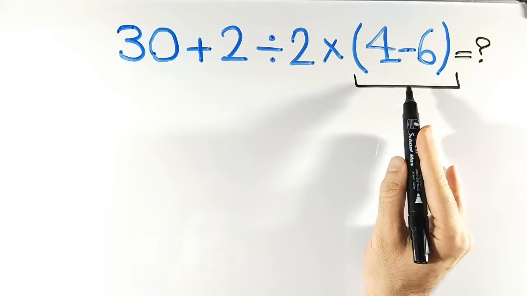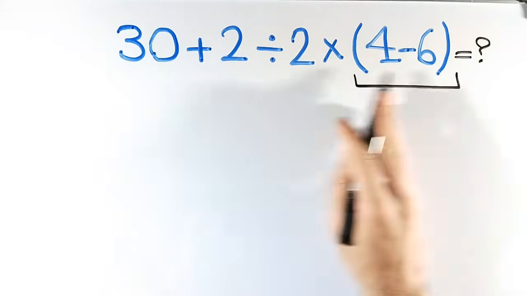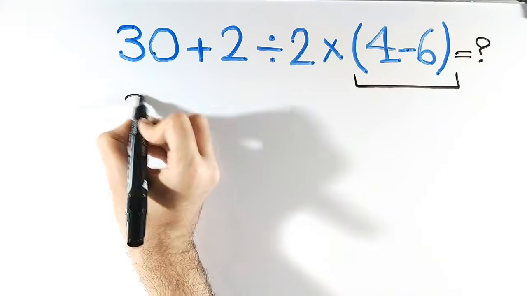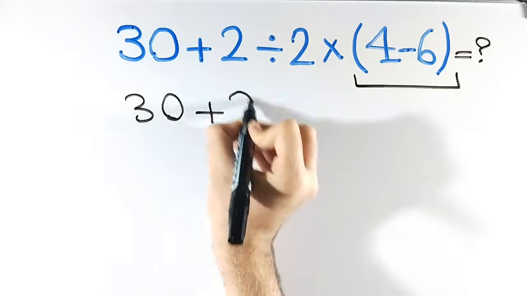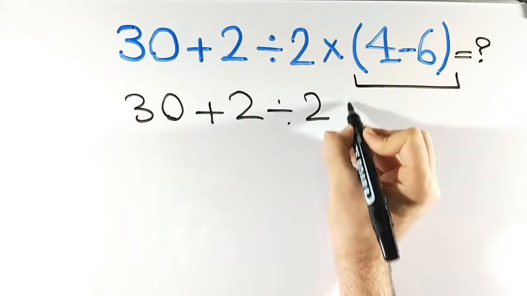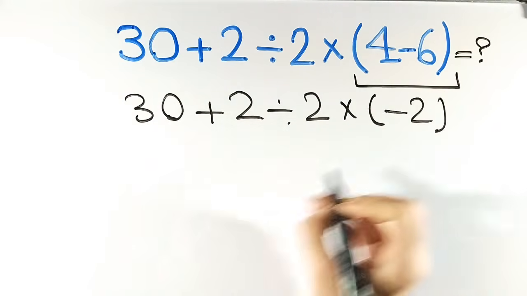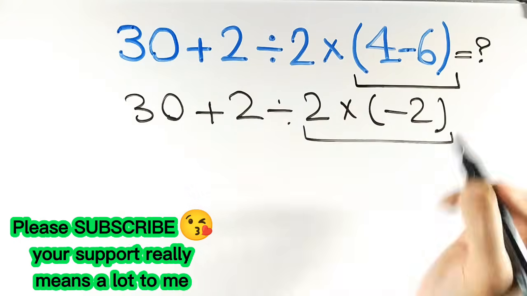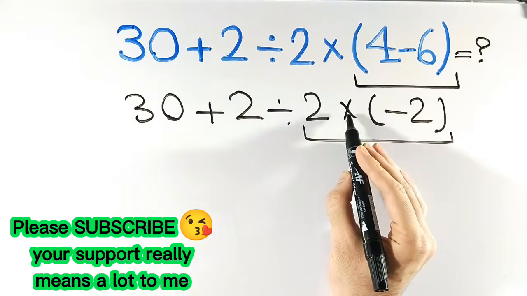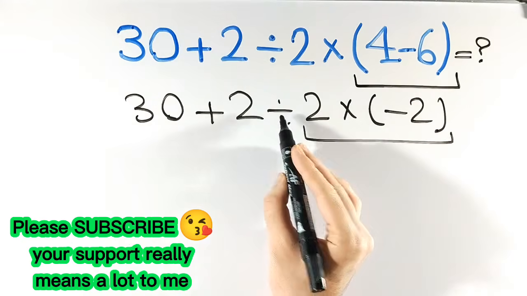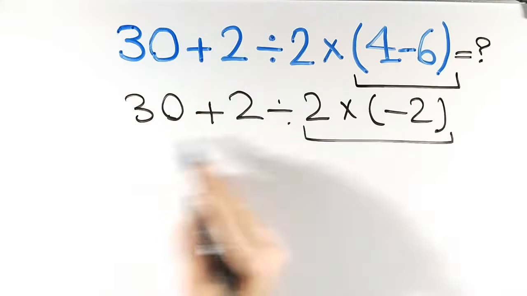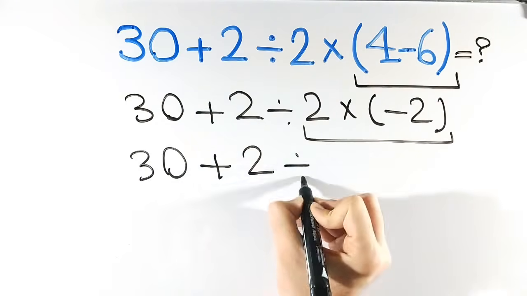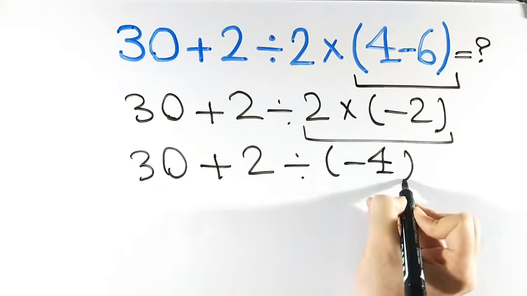Also, some other people when solving this question first go for the expression inside the parenthesis because they believe parentheses have a higher priority than the other operations. So, instead of this expression, they write 30 plus 2 divided by 2 multiplied by negative 2. In the next step, they go for the multiplication between 2 and negative 2 because they think multiplication has a higher priority than division. So, they rewrite this expression as 30 plus 2 divided by negative 4.